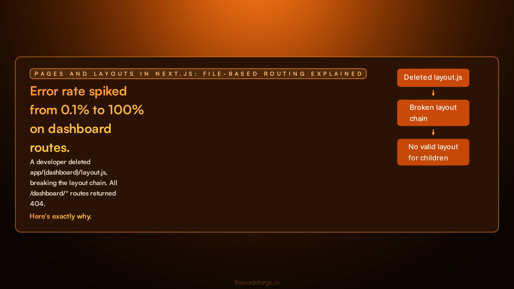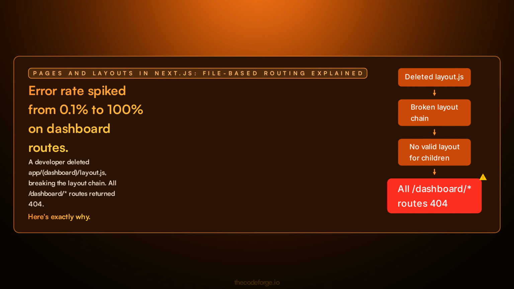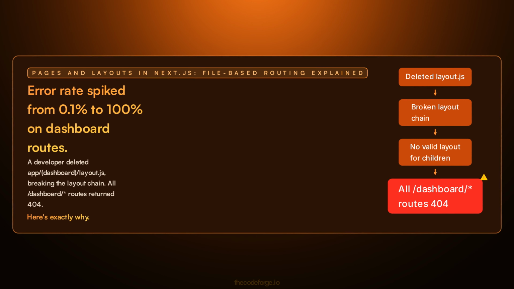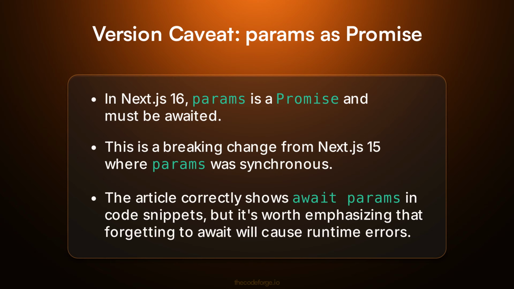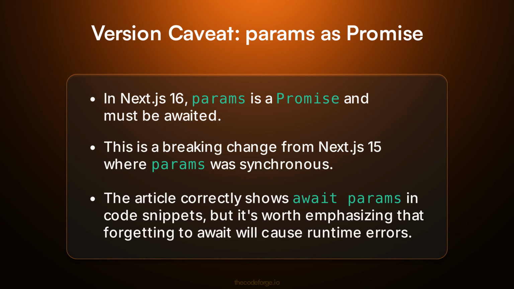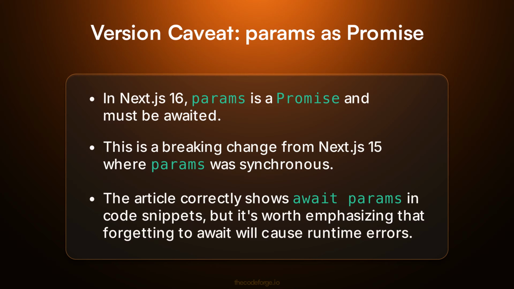Error rate on dashboard routes jumped from 0.1% to 100%. A missing layout.js file caused every subpage to return 404. In Next.js 16, params is a promise and must be awaited. This is a breaking change from Next.js 15, where params was synchronous.